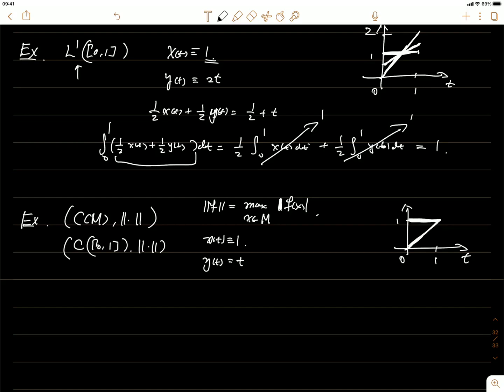y is this function. So the middle point between these two, 1/2 times x plus y, is just equal to this. But apparently the maximum value of this function here is also 1. So I do have a strict convex combination of the two, but if I take the norm of this, it's still equal to 1, just the same as x and y themselves. Okay? So this also verifies that this is not a strictly convex space.